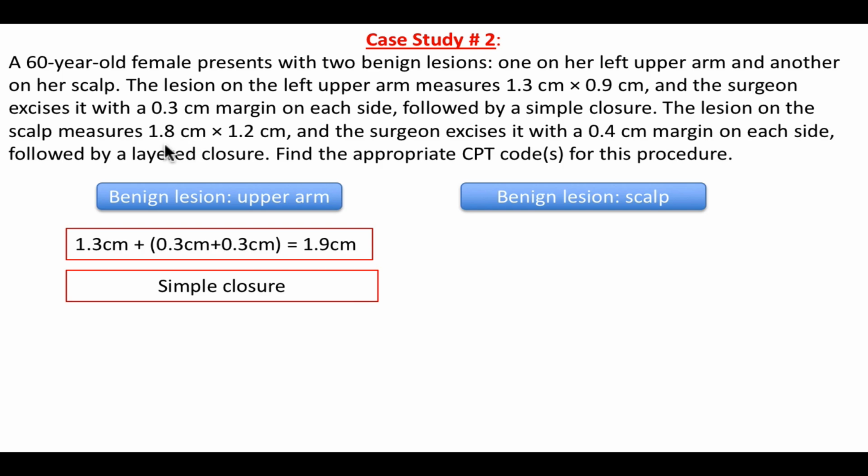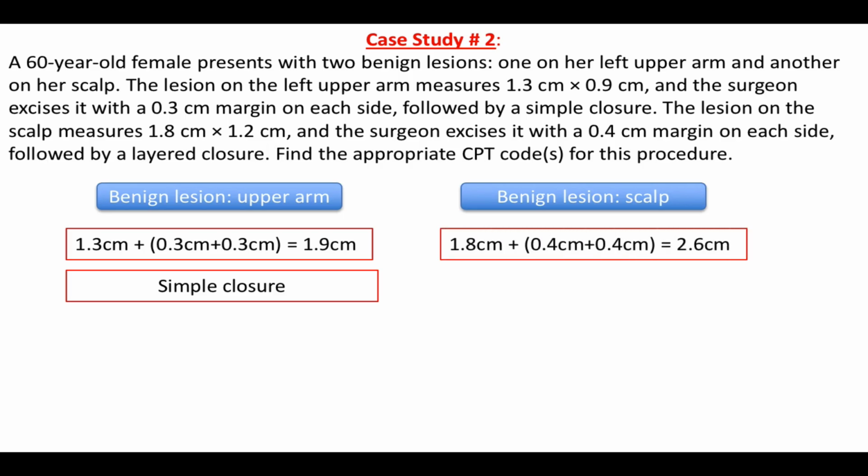On the scalp lesion, it measures 1.8 cm times 1.2 cm, so you pick the larger number, which is 1.8 cm. The surgeon mentioned a 0.4 cm margin on each side, so you need to double this number for both sides, making it 0.8 cm. Therefore, the total excised diameter is 1.8 cm plus 0.8 cm, which equals 2.6 cm. And for this lesion, the wound is closed with a layer closure.